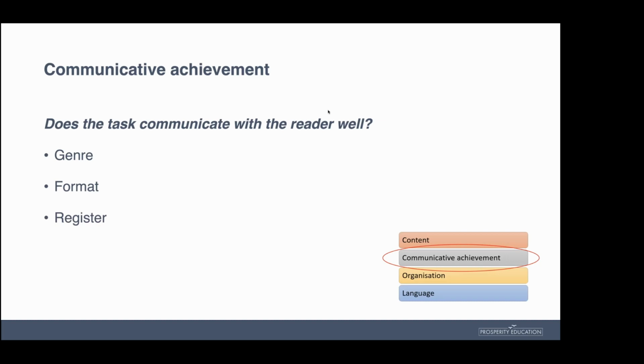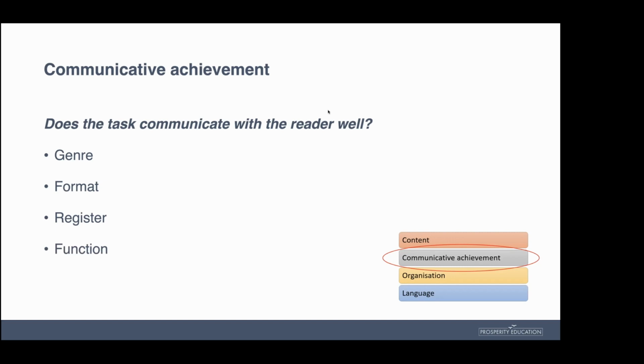Register is vital for ensuring that the writing matches the target reader and, of course, the situation. Students will never have to write very formal English, but they should be able to identify the scenario and choose appropriate language to fit it. For example, language that they would use towards a friend will be different from language they would use towards a teacher or even somebody they've never met, someone they don't know well.